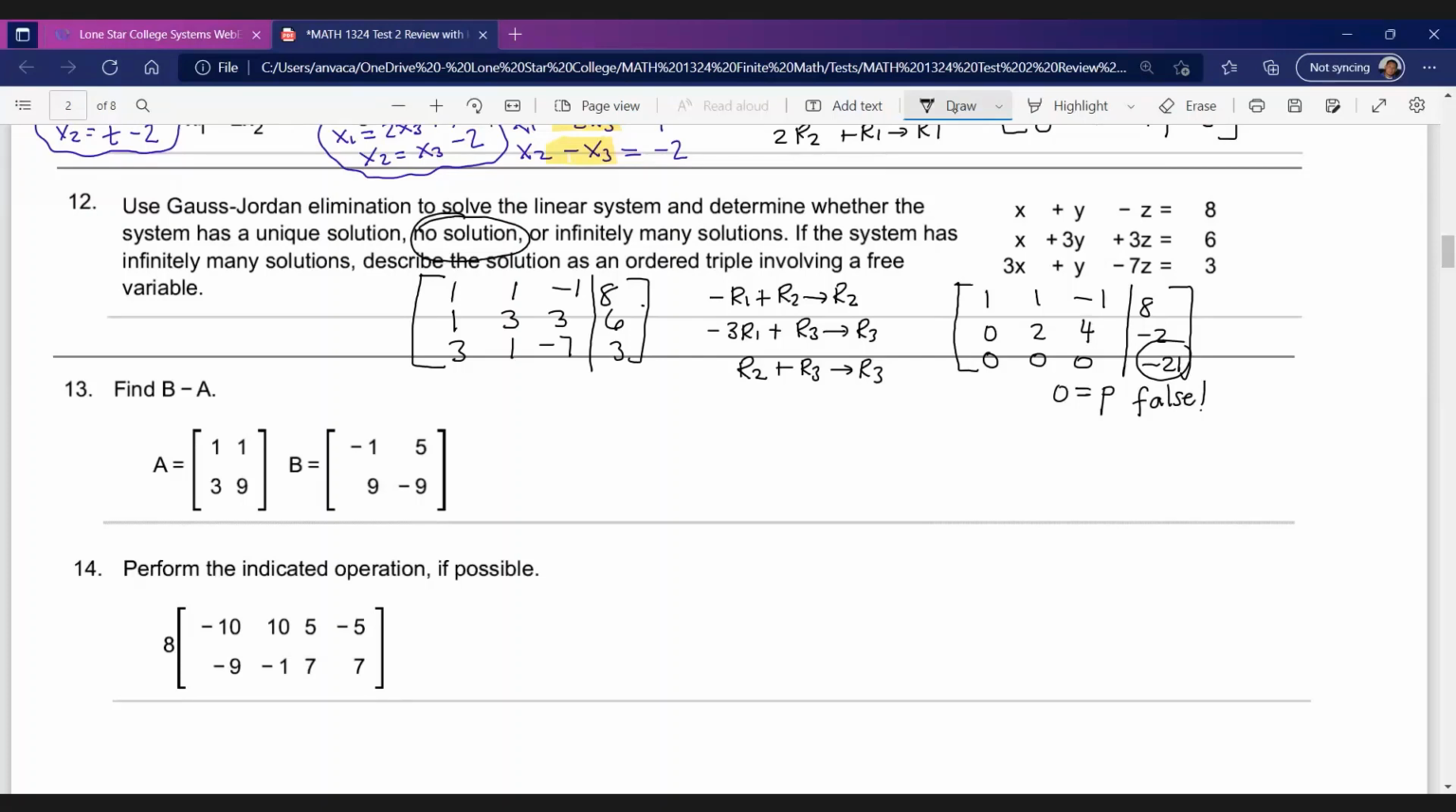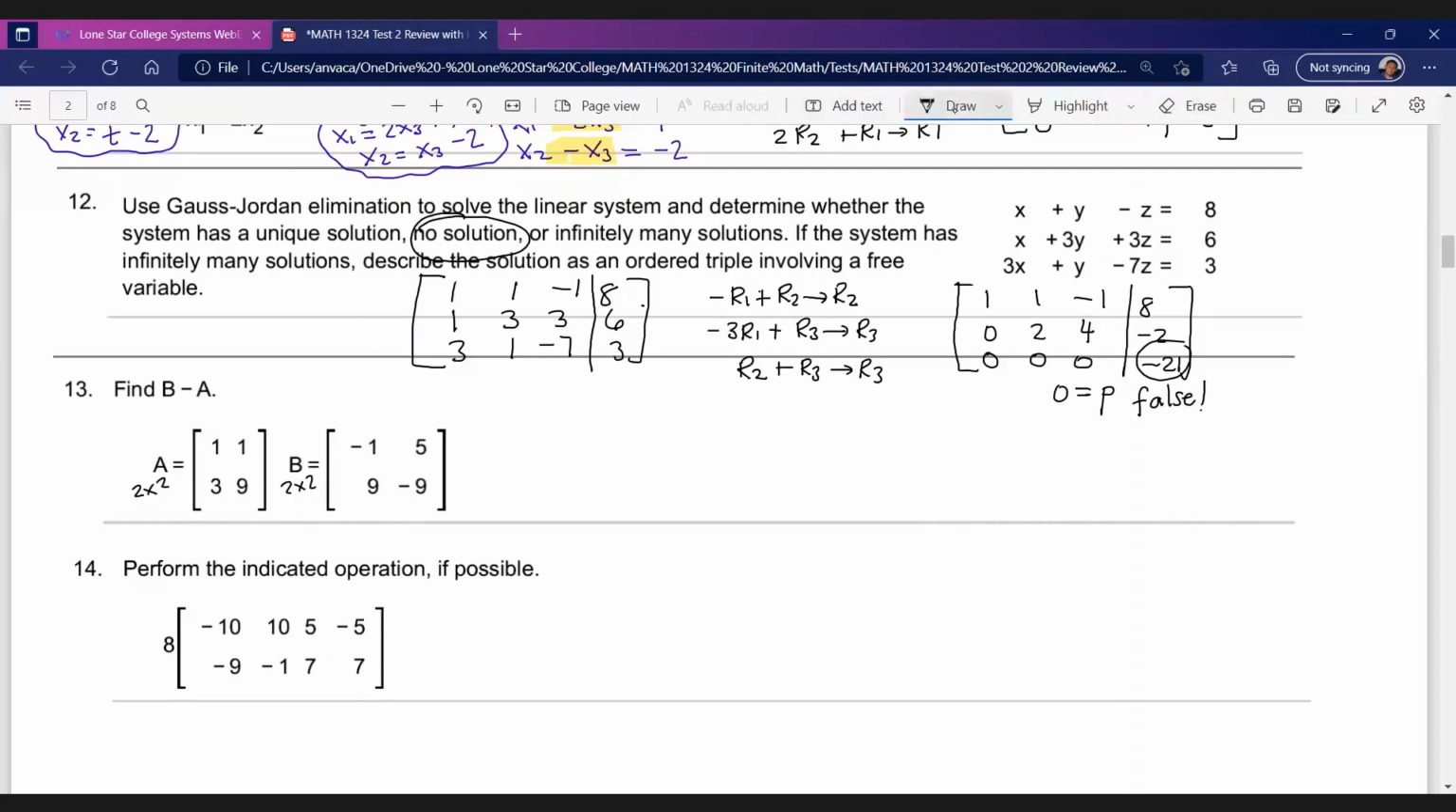All right, moving on to 13. Hopefully we're out of matrices and we can focus on something a little bit easier now. Find the difference. So this is a 2 by 2. B is also a 2 by 2 matrix. So therefore the difference is defined. And so, I'm sorry, not A minus B, it's B minus A.